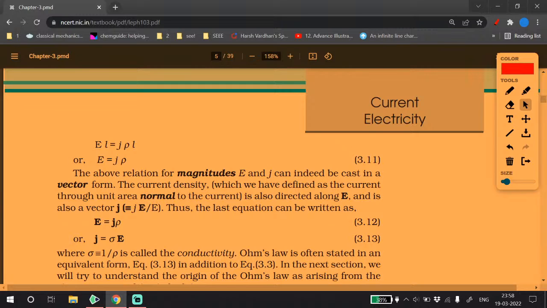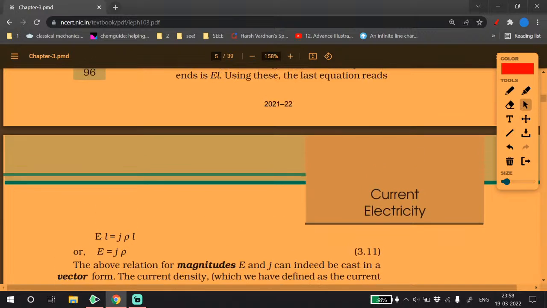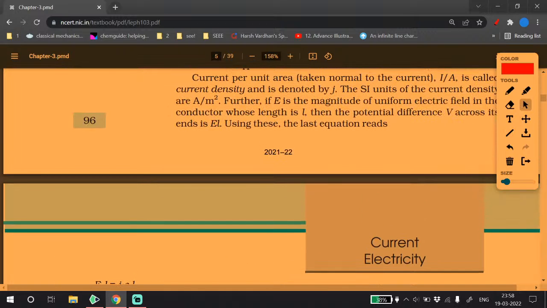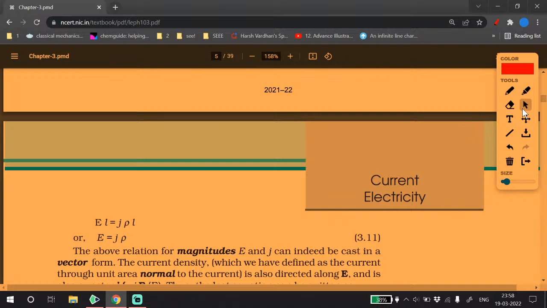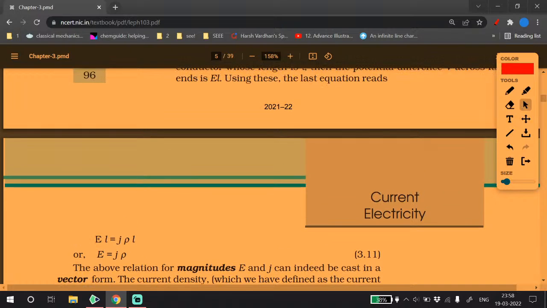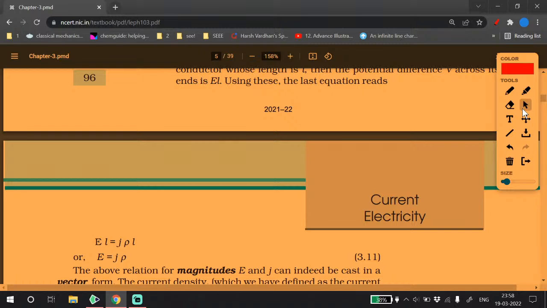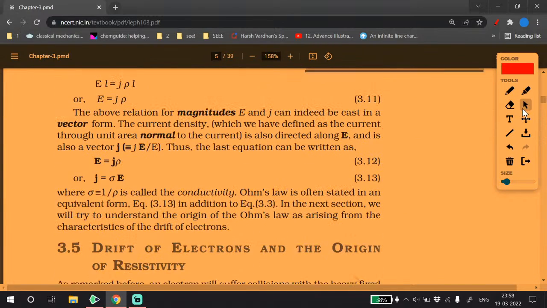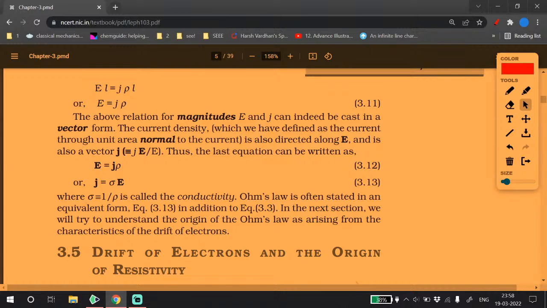So what relations do we have now? We know the basic relation will be V is equal to IR. So V can be written as E into L, and I can be written as current density into A into R. So R is rho L by A, and the current density has that A, so I by A becomes the current density. So E is equal to rho J, that is, the field and the current are in the same direction, or J is equal to conductivity into E. So this is one relation.